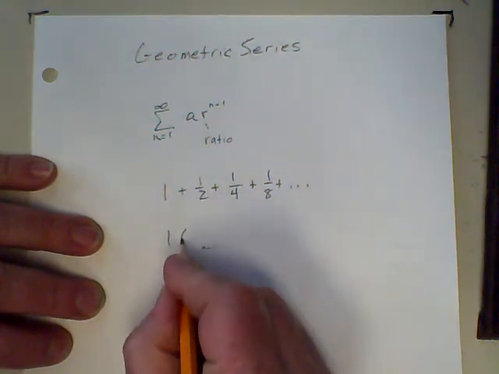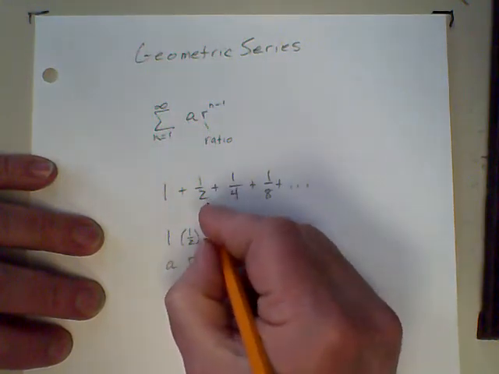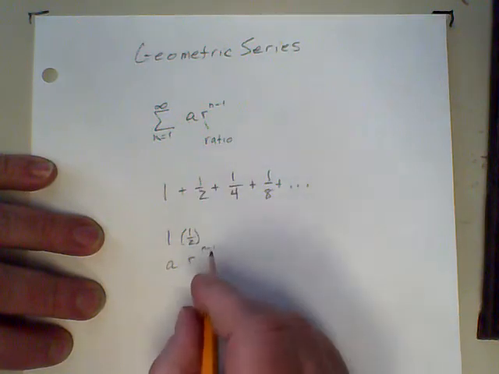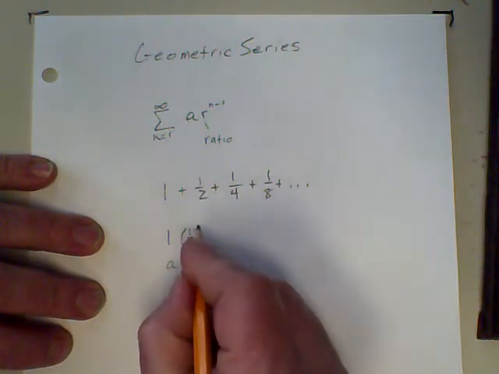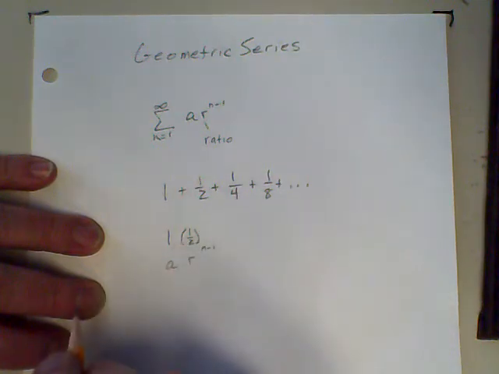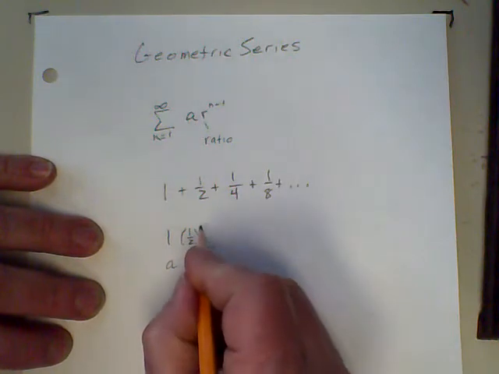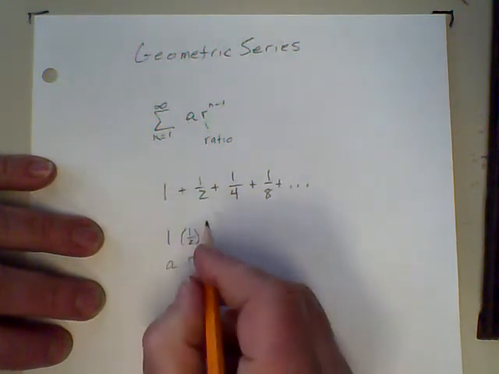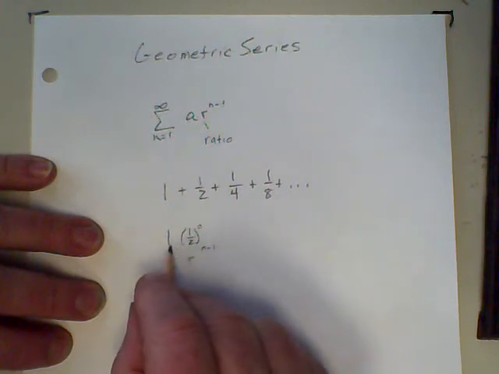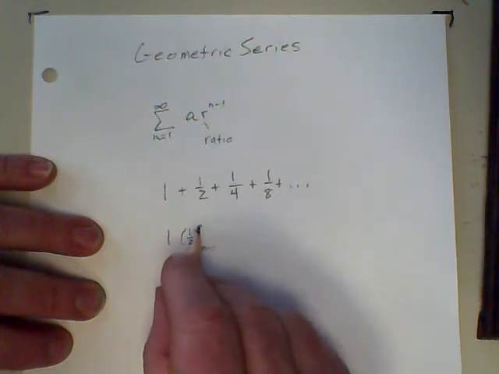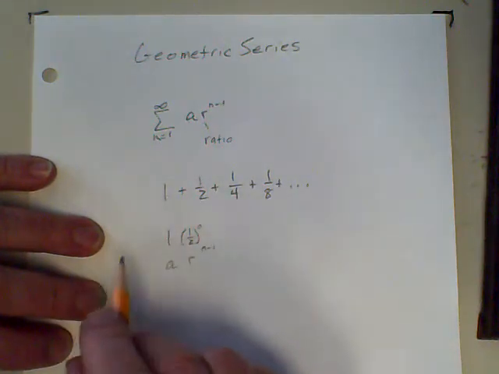Now, the 1/2 right here in the second term, n minus 1 is going to be 1, so that would be r to the first. So the 1/2 looks like a good bet right there. Let's see if these other terms fit, because for my first term in the series, when n is 1, I would have 1 times 1/2 to the 0 power. 1/2 to the 0 power is 1, times this 1, that's 1.